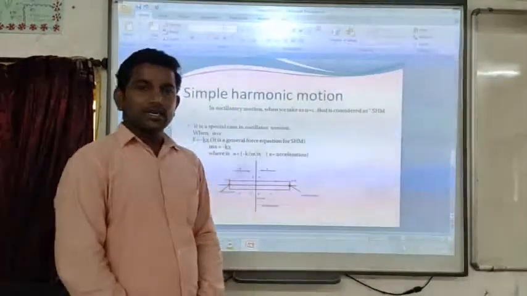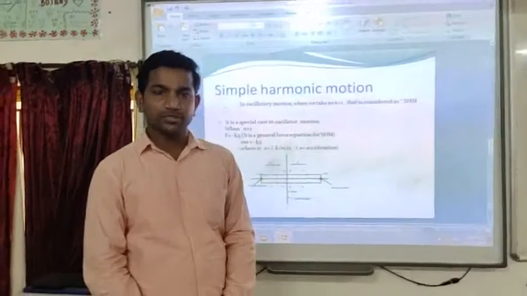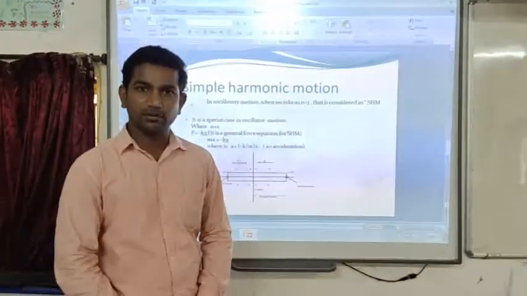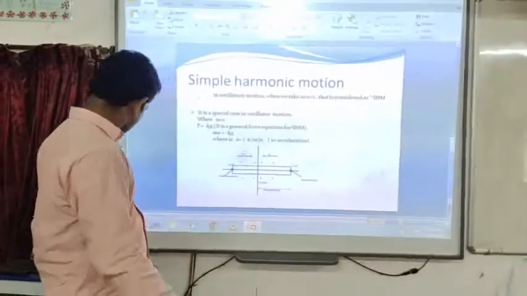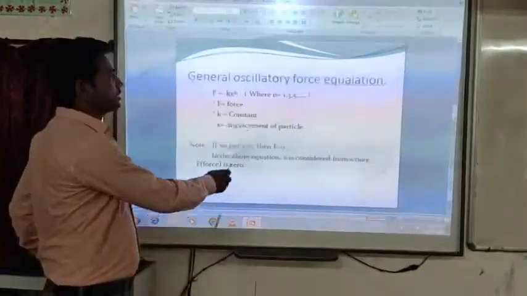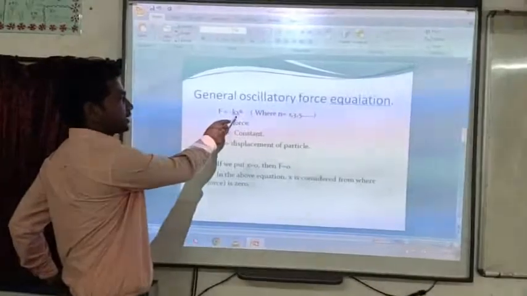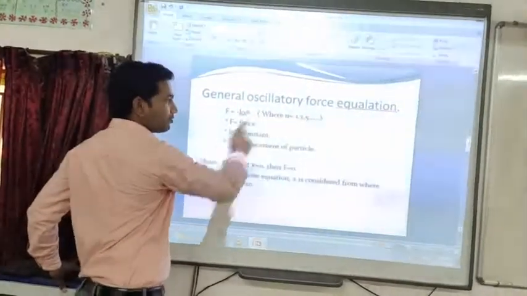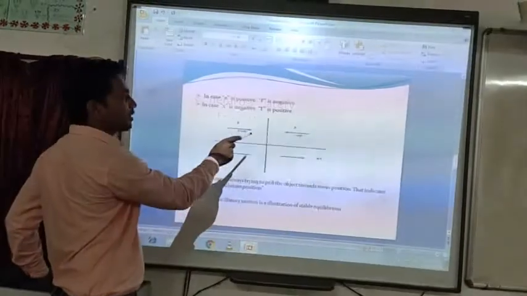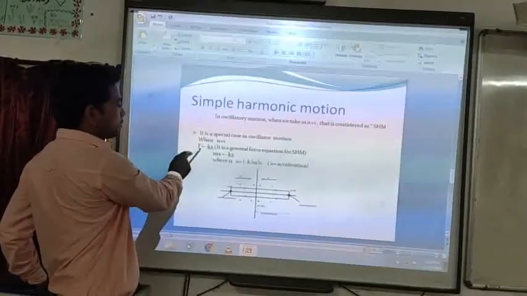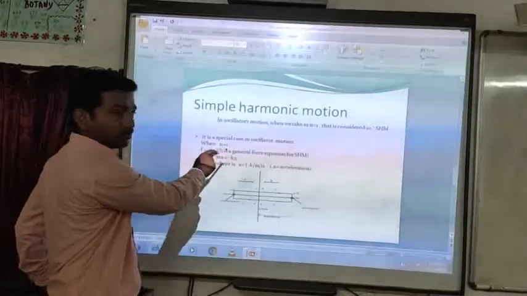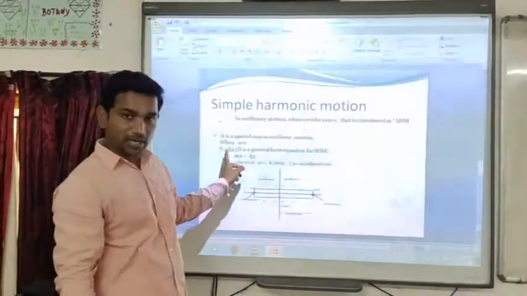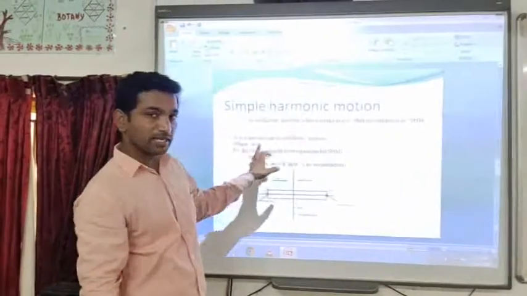So in oscillatory motion, one special kind of motion is simple harmonic motion. How can we get the simple harmonic motion equation? We had the force equation previously, F equals minus kx to the power of n. If I put n equals 1, then the force equation becomes F equals minus kx.